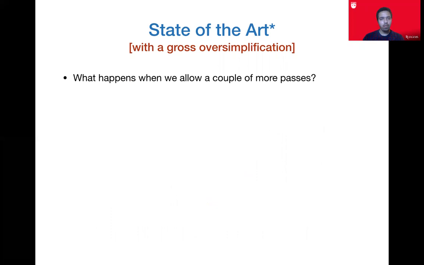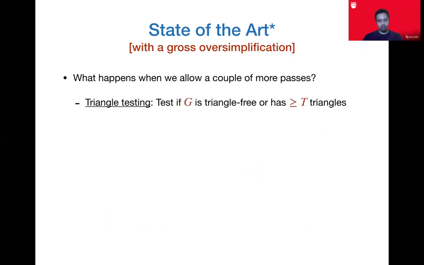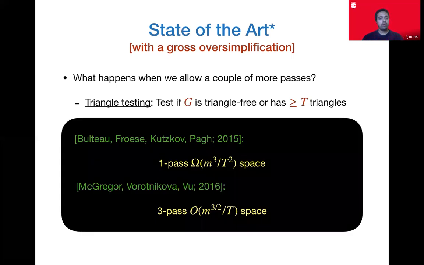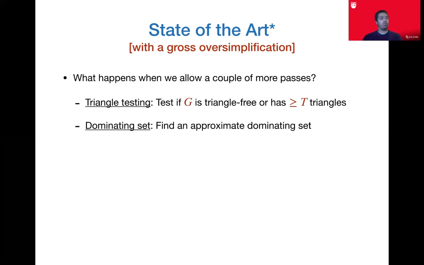Good. But what happens if I allow a couple more passes to the algorithm? Right away, things start to get murkier. For instance, we know that we can save dramatically in space, even with a couple more passes. A good example is testing whether your graph is triangle-free or has lots of triangles. Here we know that by allowing just 3 passes, you can improve your space by a quadratic factor, basically.